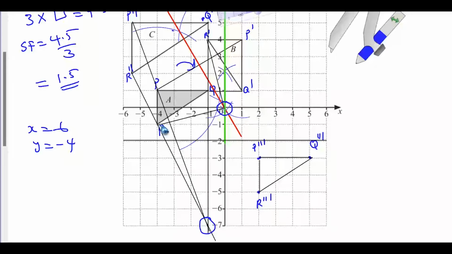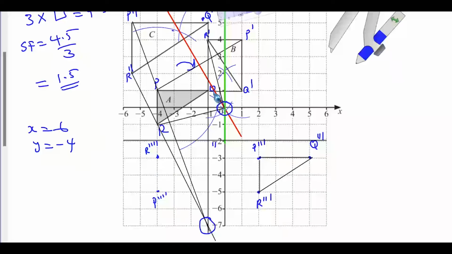From R to the mirror line, you have 1. So you count 1 here, and you have a point here. This will be R prime prime prime prime. And for point P, you have 1, 2, 3. So let's count: 1, 2, 3. This will be P prime prime prime prime. Of course, you can easily count the distance between them: 1, 2.